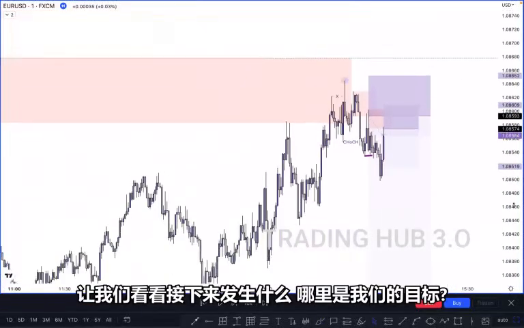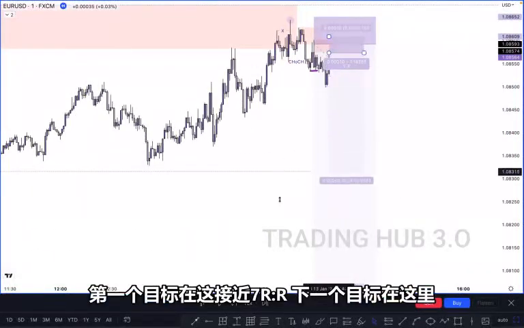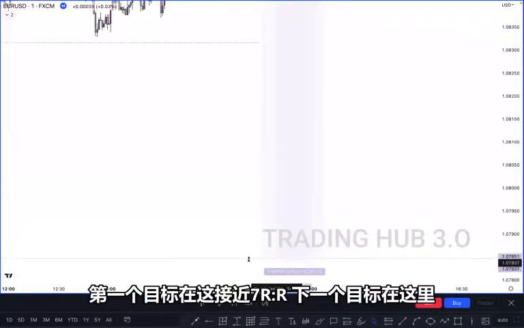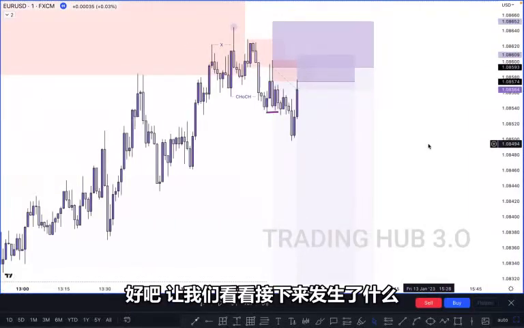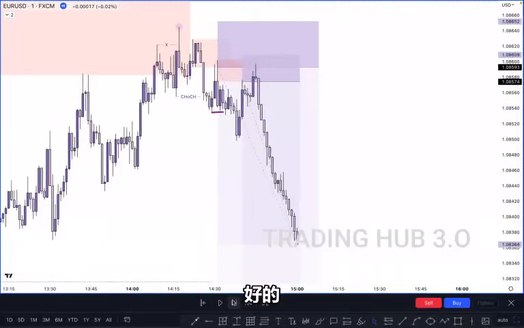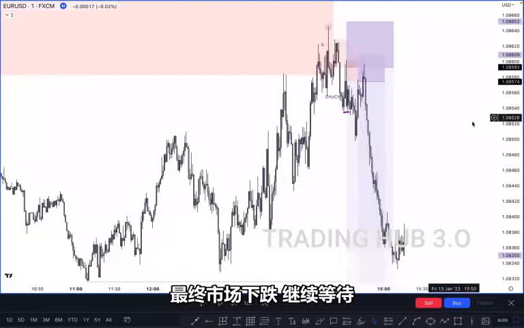And where is our target? Our target will be the same. The first target is here, around a 7 hour, and the next target is here, which one is here, almost a 20 hour. Okay, so let's see what happened next after this one. All right, nice. So finally the market is pushing downside and continuing.